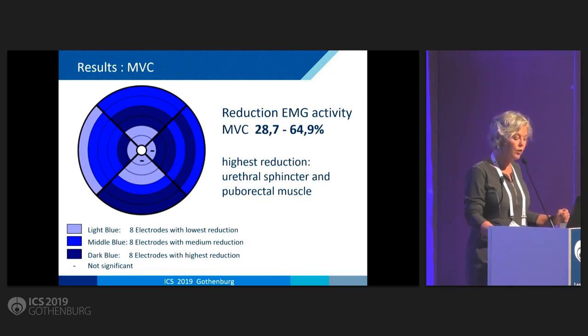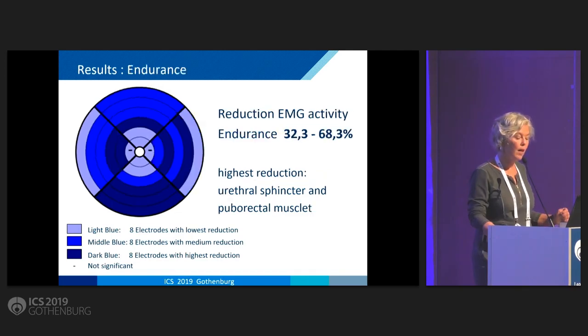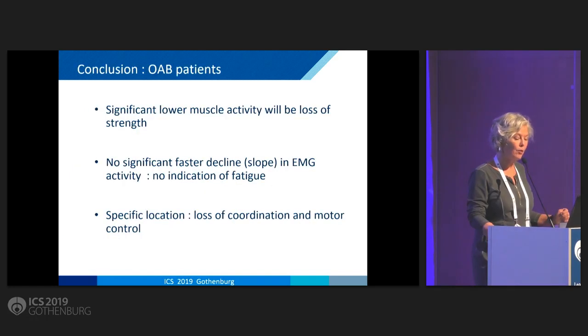We found no significantly faster decline, slope, in EMG activity from the first to the last contraction for all 24 electrodes. Endurance was similar to MVC. Conclusion: the significantly lower muscle activity in patients with complaints of OAB indicates a lot of strain, but the absence of a faster decline, the slope, in EMG activity in OAB patients implicates that OAB did not reveal indications of fatigue.